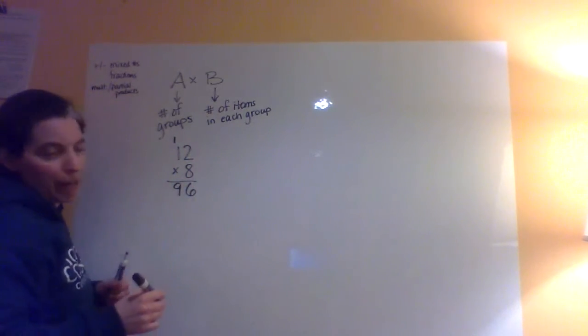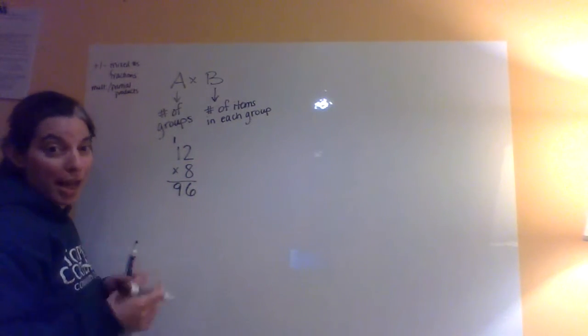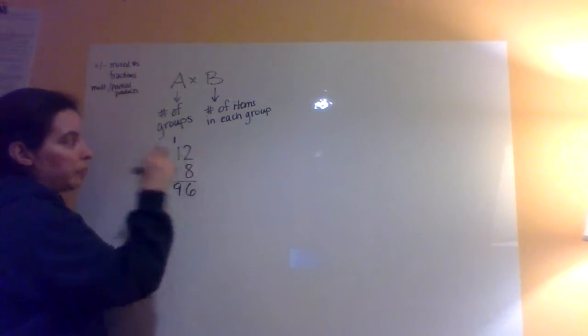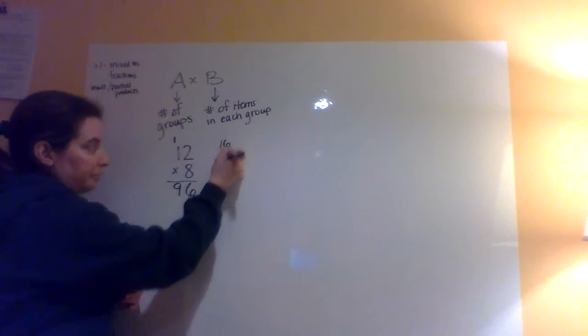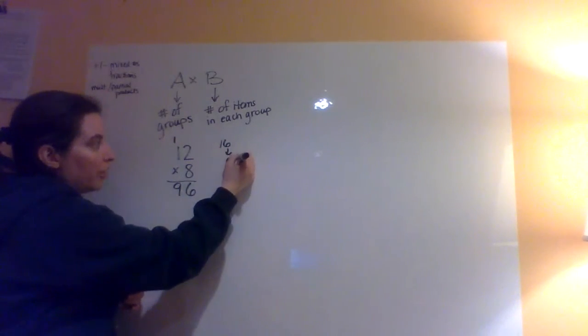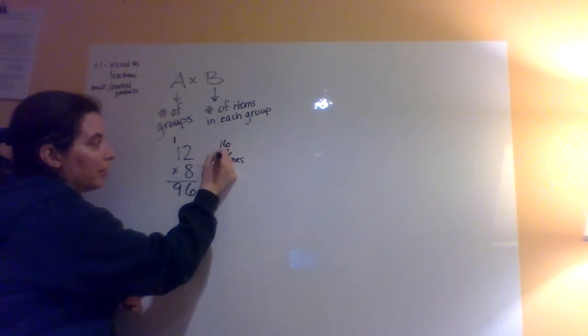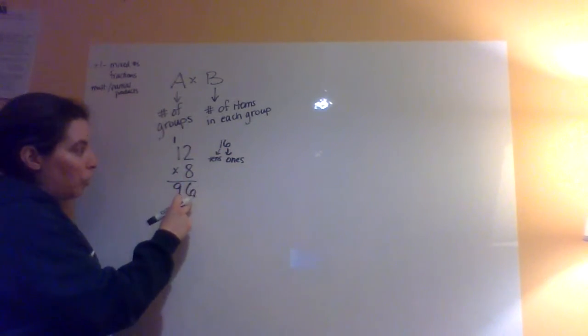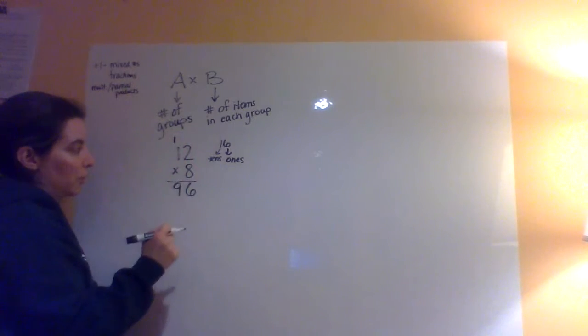Okay, so you know by now probably that I'm going to stop and say what's really happening here. 8 times 2 is 16. Just like any other time that we have 16, this is my 1s and this is my 10s. Similar to when we were adding even. I can't put 16 in one spot. So my 1's place goes there, my 10's place goes up here.